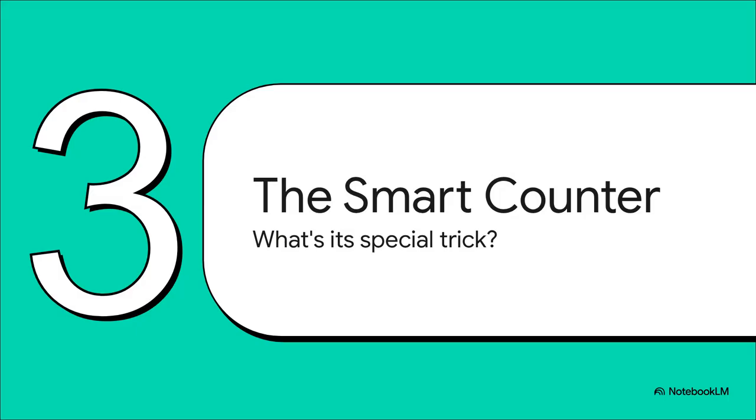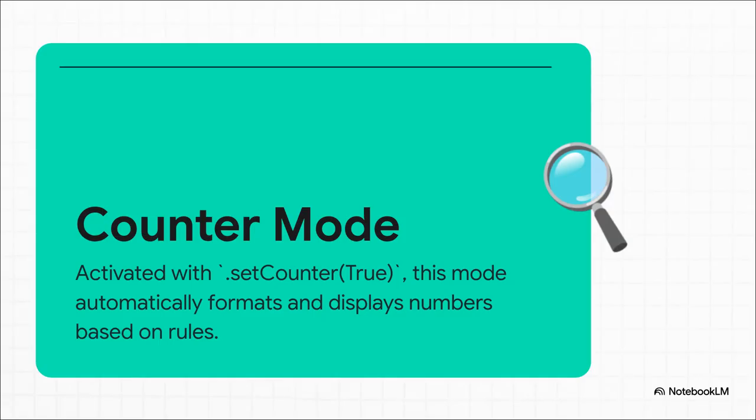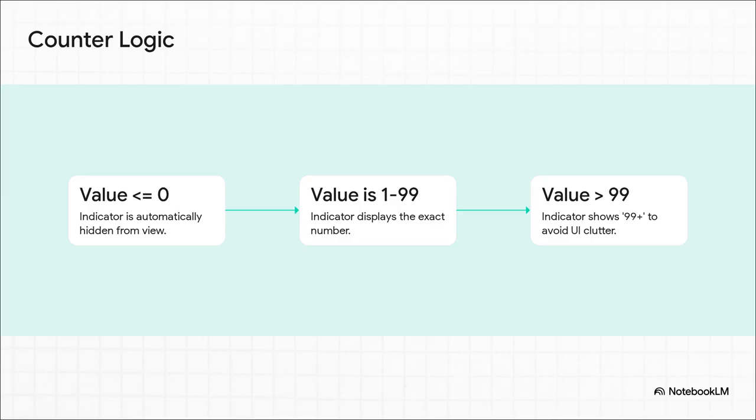But this thing is more than just a pretty colored dot. It has this really clever feature baked right in that's a total game changer for things like notification badges. I'm talking about its smart counter mode. And this is the best part. With literally one line of code, .setCounter true, you turn this indicator into an intelligent counter. It handles all the usual display logic for you, so you can just forget about writing a bunch of messy if-then statements. And here's how that logic works.